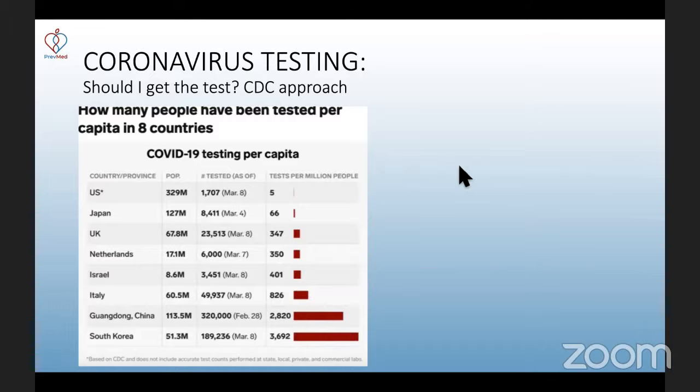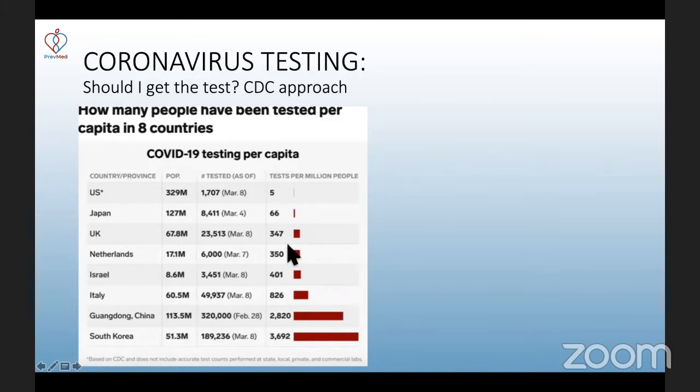Now, if you look at coronavirus testing, this is just one graph, one way of looking at it. Tests per million people: South Korea, by far the most, with 3,692 tests per million people. Guangdong, China, with 2,820. Now Italy's up to 826. And way up at the top, with the very least, is the US with 5.